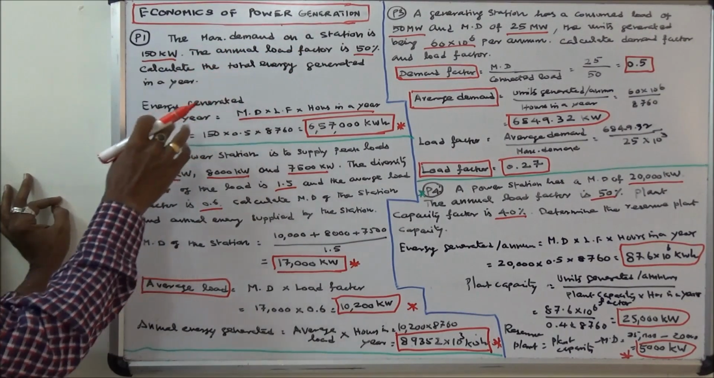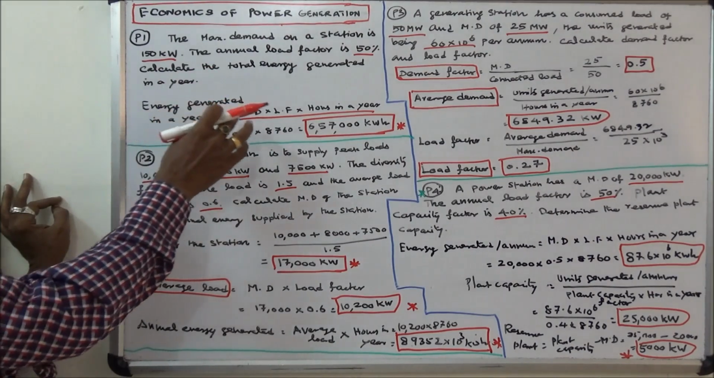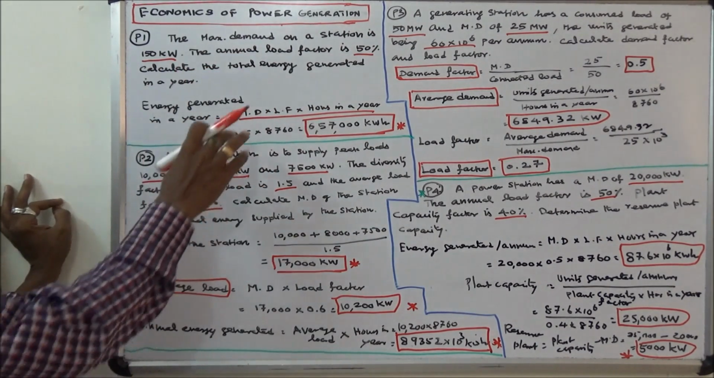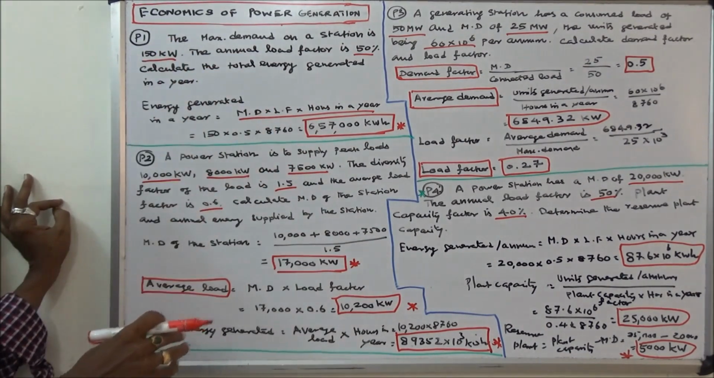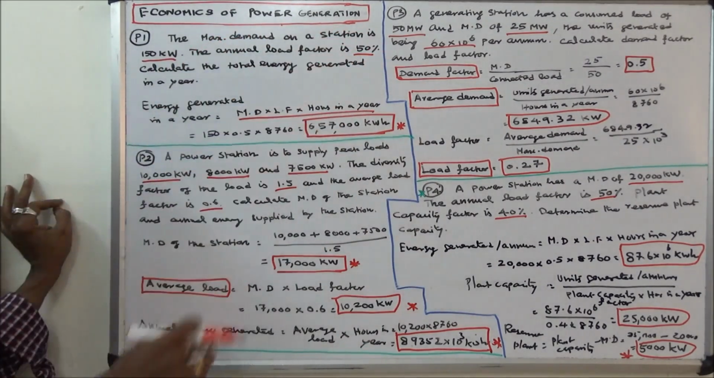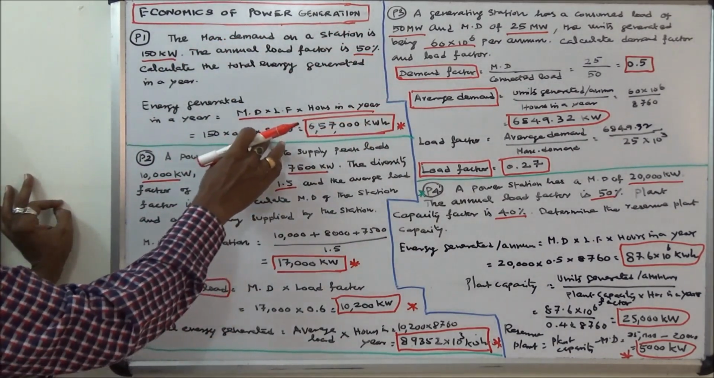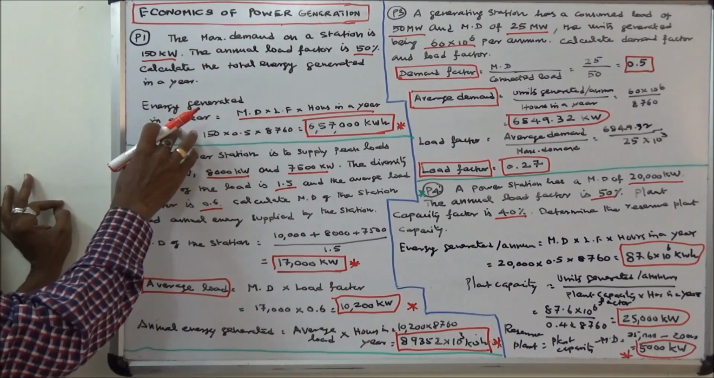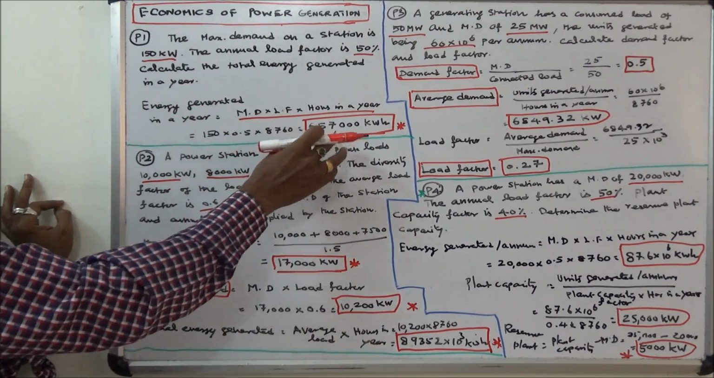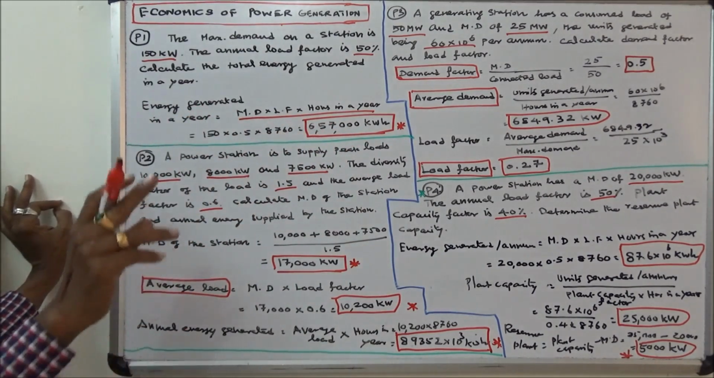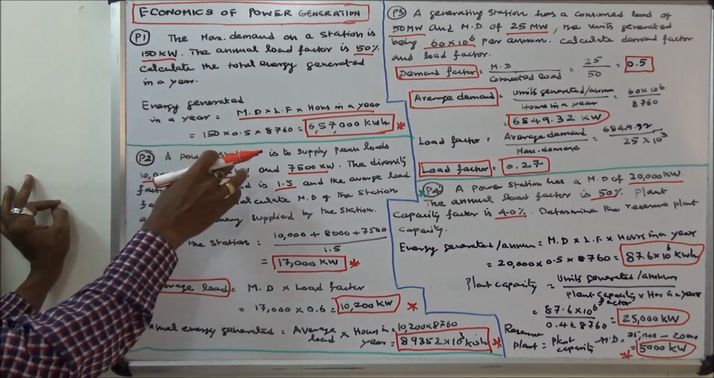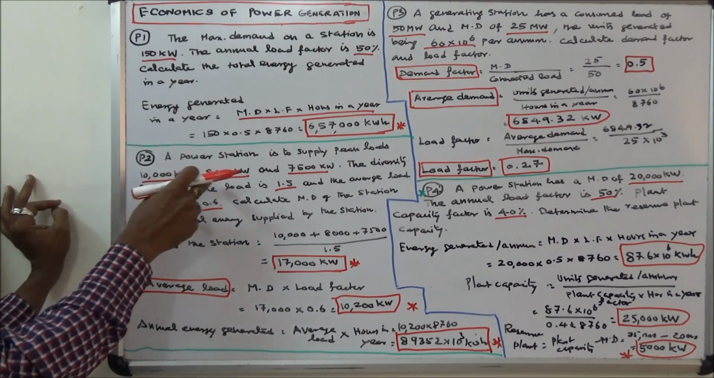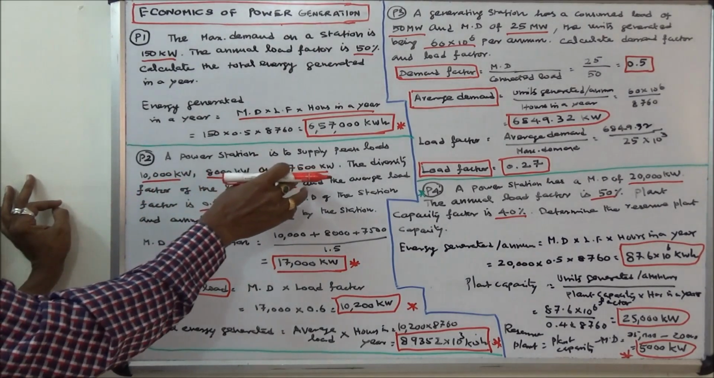Total energy generated in a year is equal to maximum demand into load factor into hours in a year. Maximum demand is given 150. Annual load factor is given 0.5. Hours in a year is 8,760. Therefore, energy generated in a year is 6,57,000 kilowatt hour.